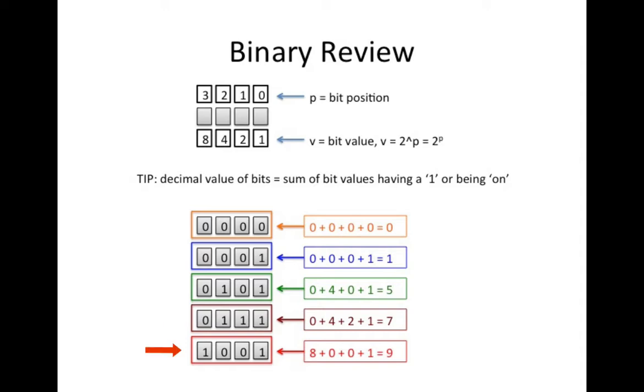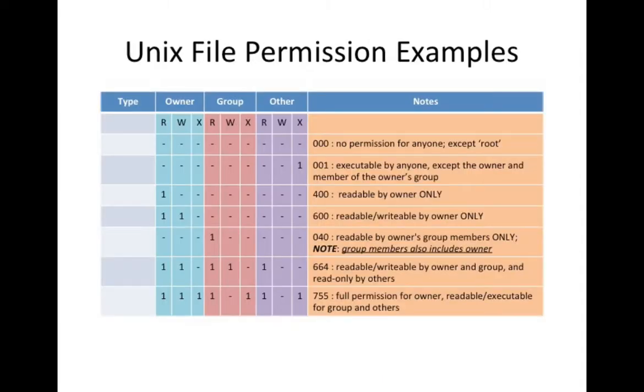Finally, we have 1001. And if we look again at the bits and who's contributing their value, it's going to be the bit in position 3, whose value is 8, and the bit in position 0, whose value is 1, so that gives us a value of 9. All right, so what does this have to do with permissions in Unix?